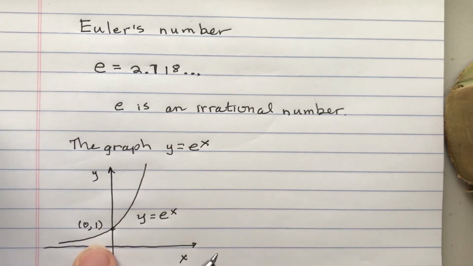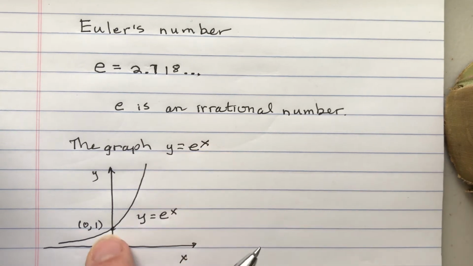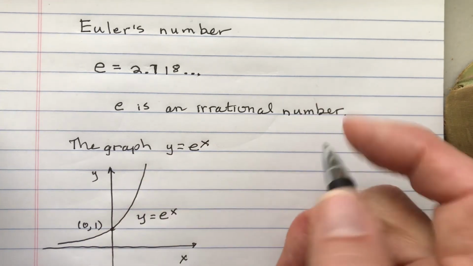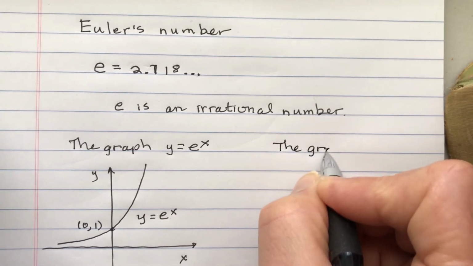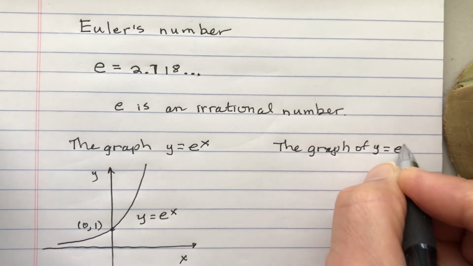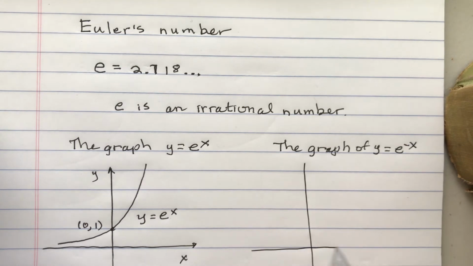we see it's increasing. It has a horizontal asymptote to the x-axis. It has a y-intercept of 1. Why is that? e to the 0 power is 1. e is positive, so it's going to be increasing. If I were just sketching graphs by hand, I would want to use base 2.